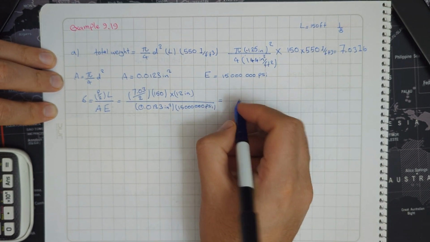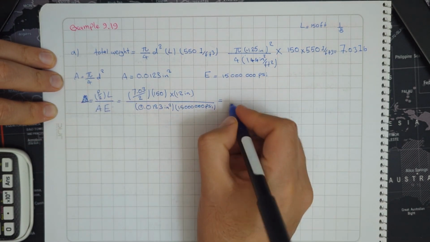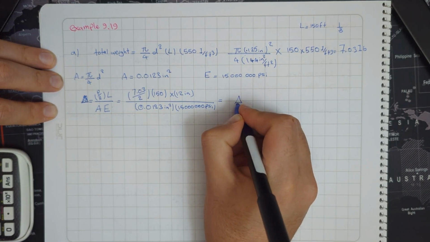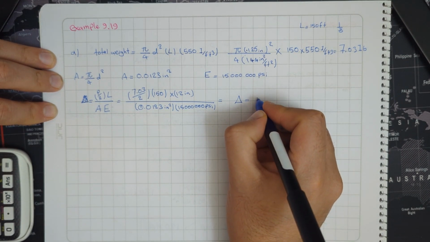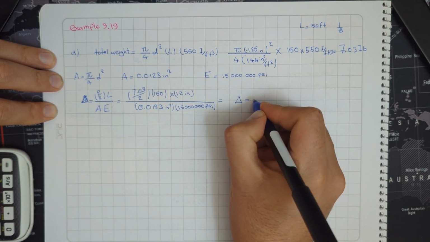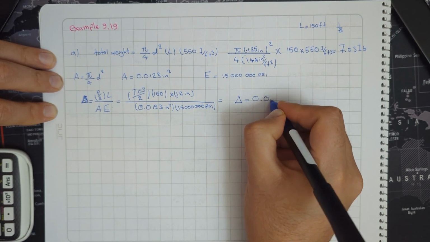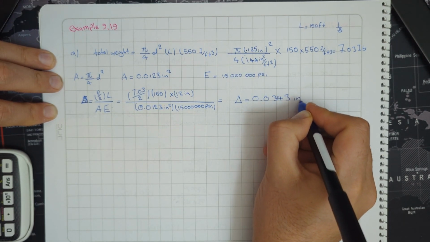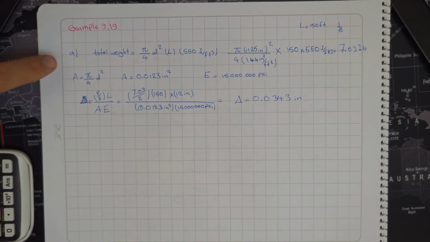So, why did I say sigma? Total elongation. Our total elongation, if we calculate this, is going to be 0.0343 inches. Right? So this was part A. Let's go to part B.